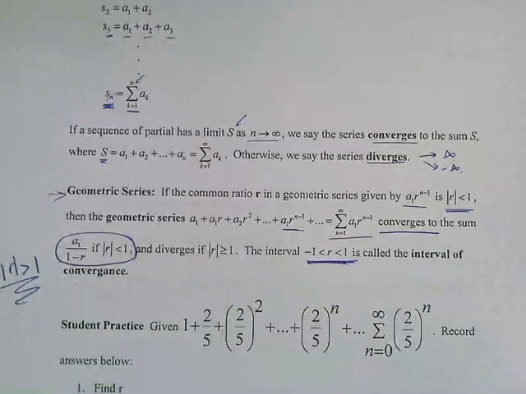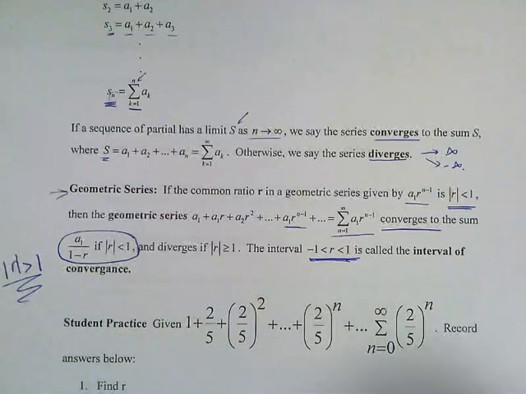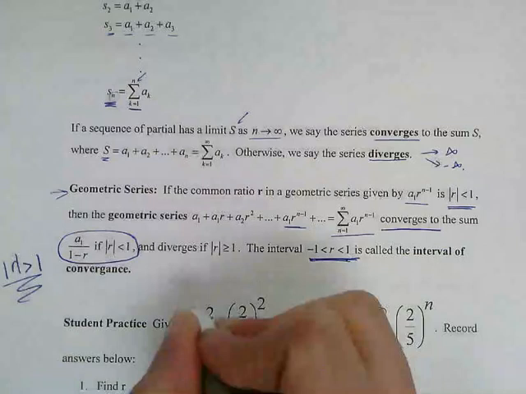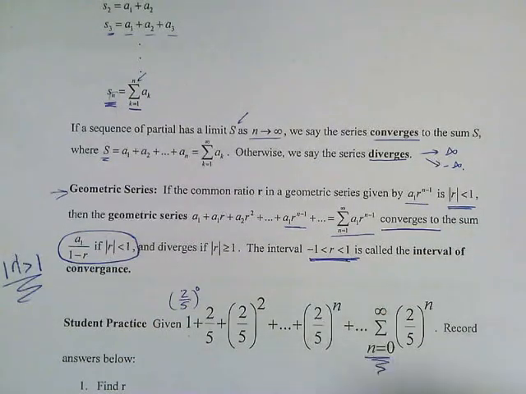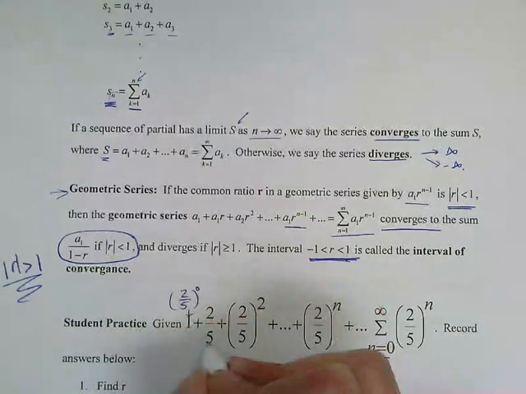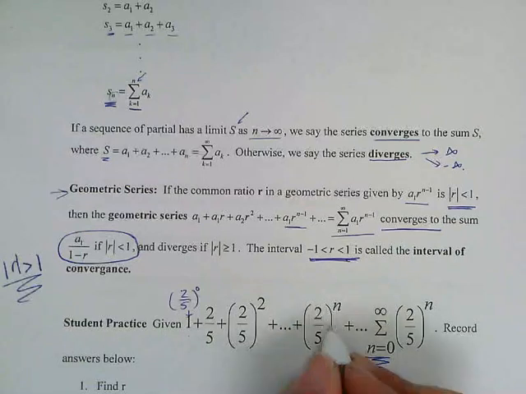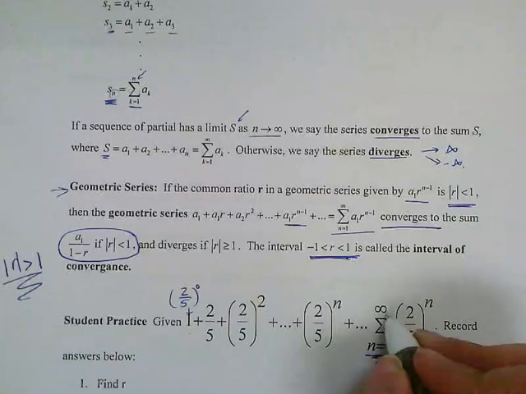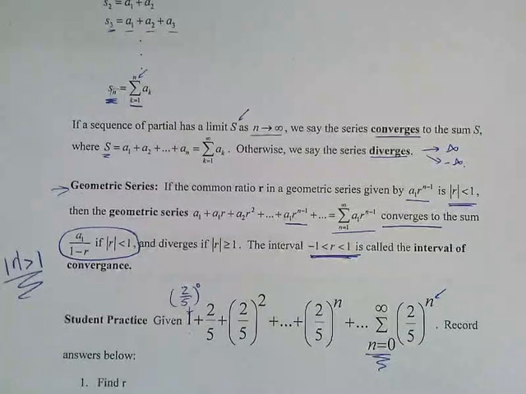So here's an example. Given this geometric series, this is going to be basically 2/5 raised to the 0, because we're starting at 0, which gives us 1, 2/5 to the 1, 2/5 squared plus 2/5 cubed, all the way to 2/5 to the n. This is written as the sum starting at 0 to infinity of 2/5 to the n. So we're going to record our answers below.